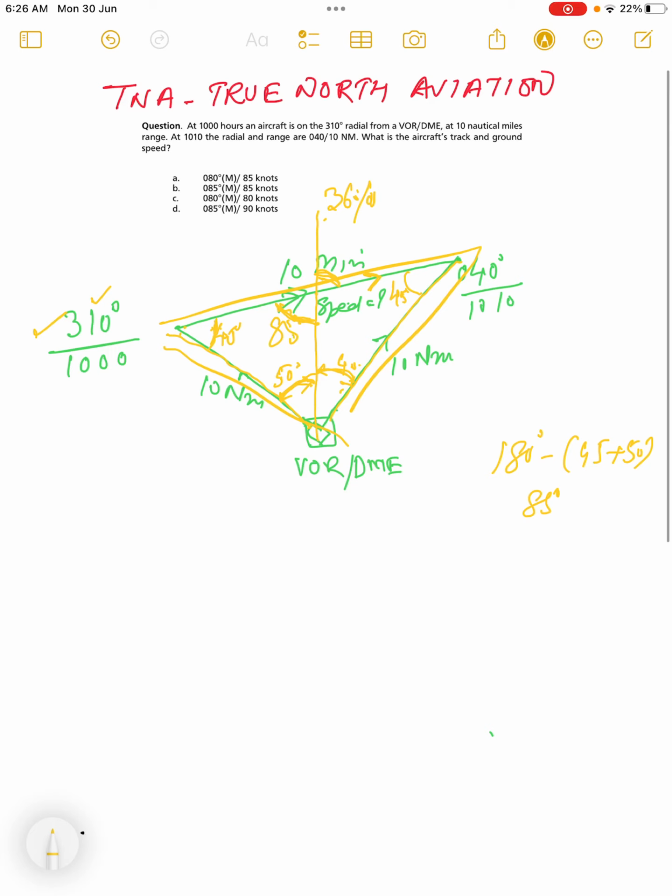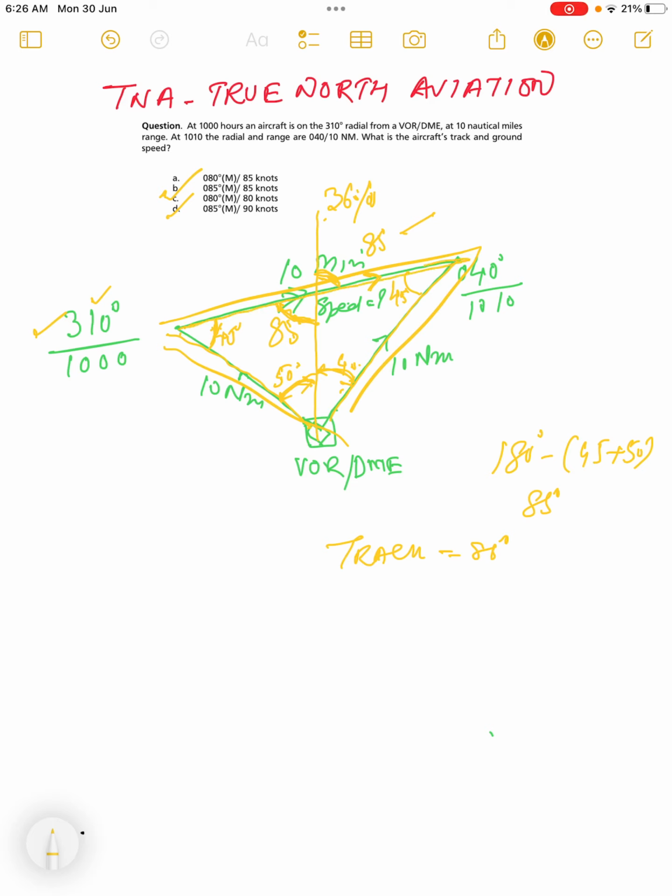When this angle is 85, this angle is 85. Your track is 85. First answer you have got 85, either B or D. Okay. Second answer. What is the ground speed? How will you find the ground speed? You have to find this distance.